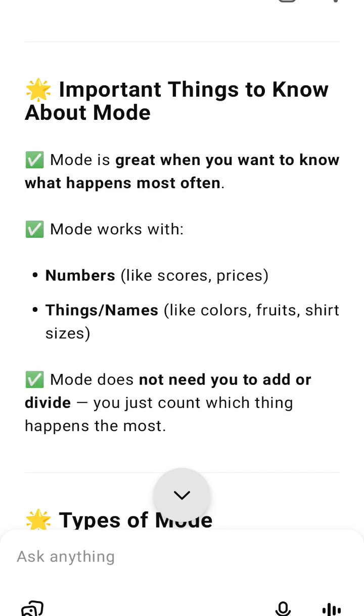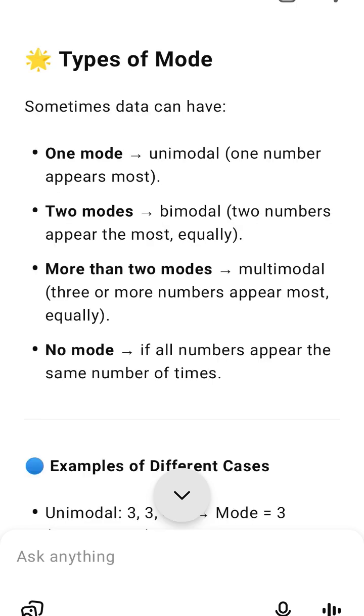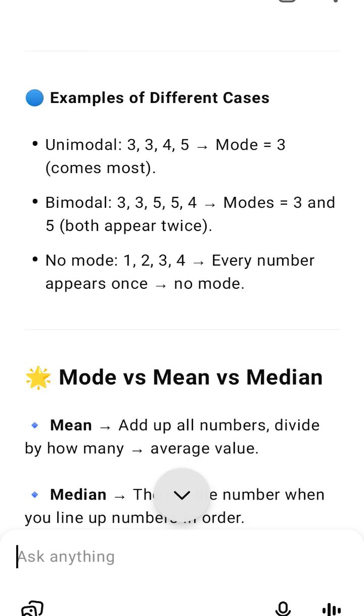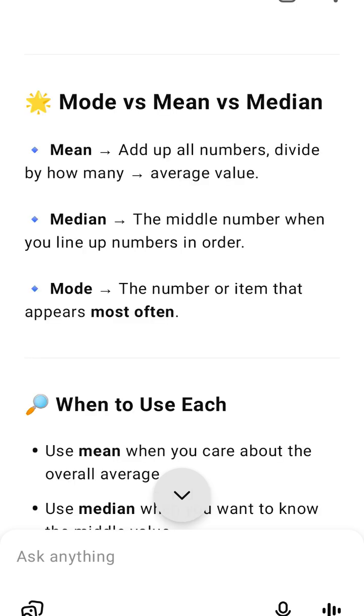Why is mode useful? The mode helps you know what people prefer, choose, or buy the most. It's useful in real-life situations like knowing which shirt size sells the most in a clothing store, finding out the most common exam score in a class, or seeing which food item people order the most at a restaurant.